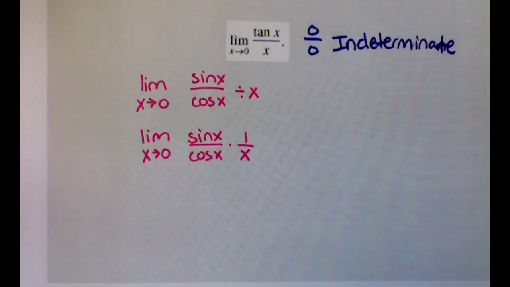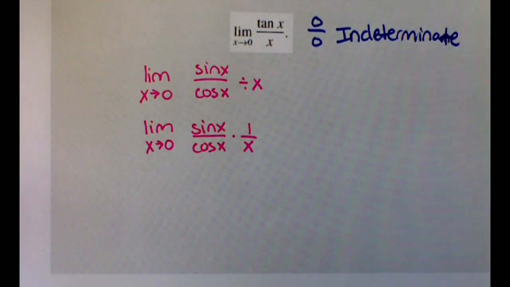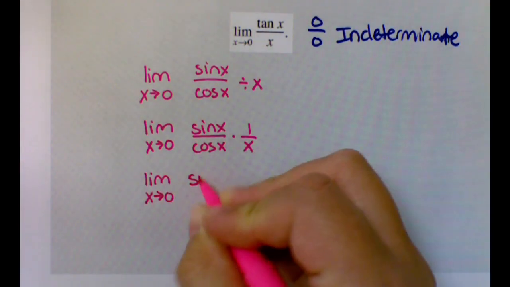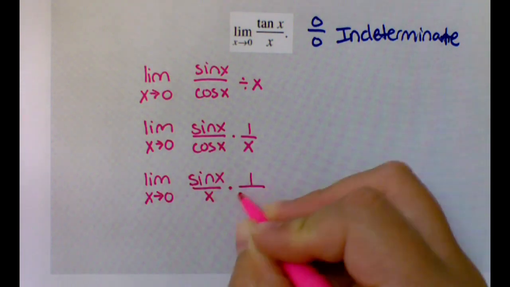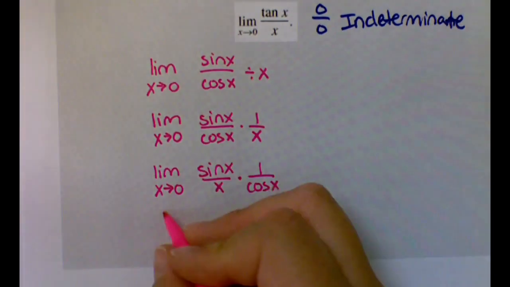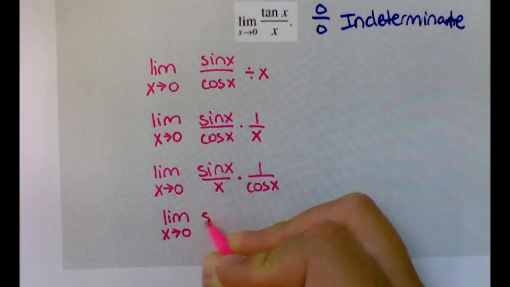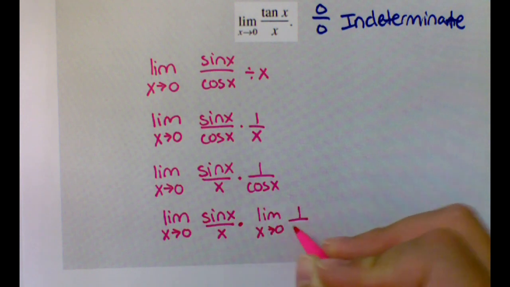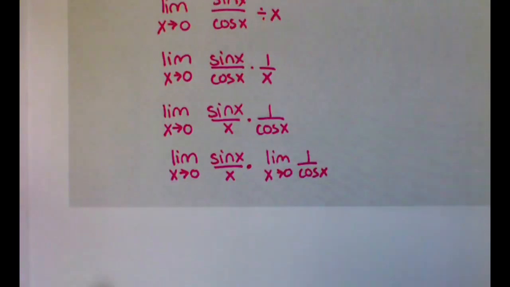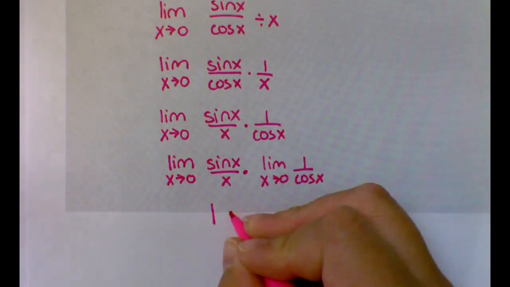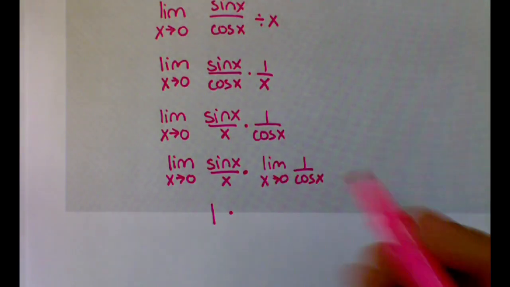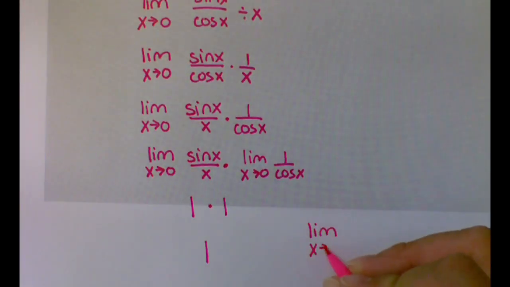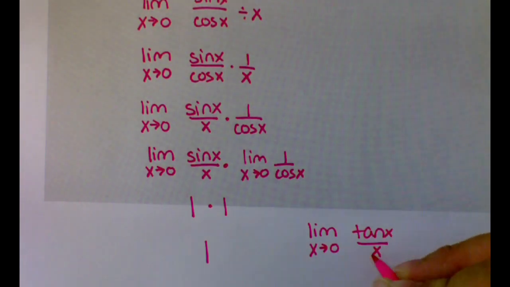Well, we just had a special limit that sine of x over x is equal to 1 when x approaches 0. So let's rewrite this as the limit as x approaches 0 of sine of x over x times 1 over cosine of x. Because then I can split it into two pieces. The limit as x approaches 0 of the sine of x over x times the limit as x approaches 0 of 1 over the cosine of x. Well, as x approaches 0 of sine of x over x, we know that should be 1. And as x approaches 0 of 1 over cosine of x is also 1. So that means my answer is 1. So the limit as x approaches 0 of the tangent of x over x is equal to 1.